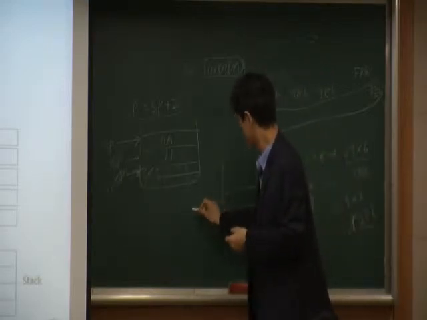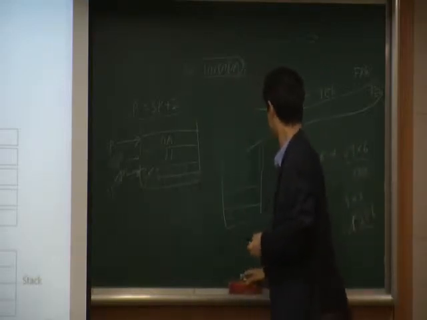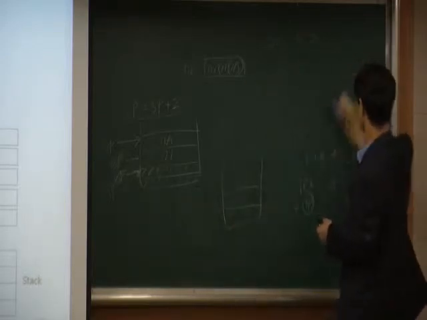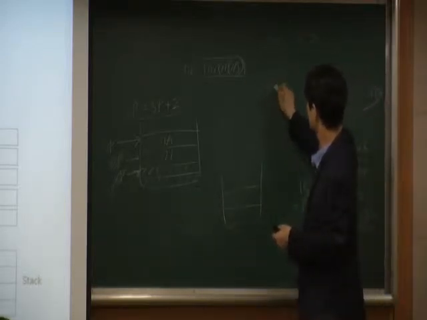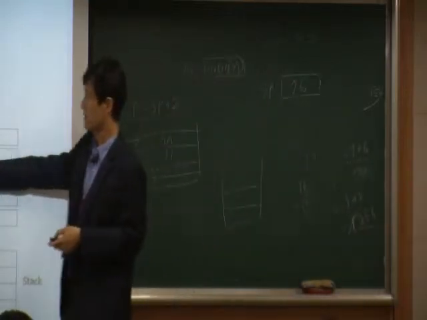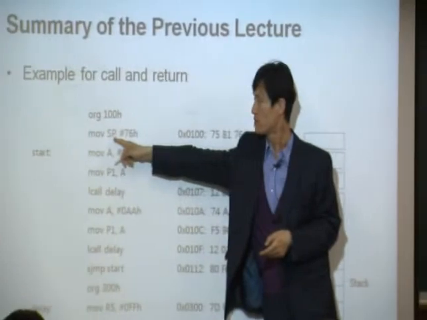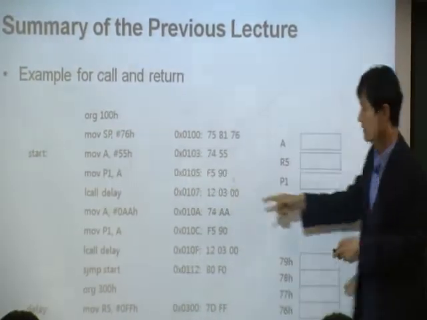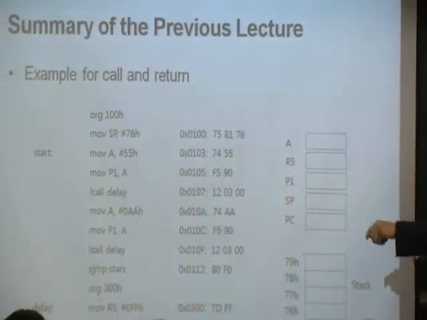Let's say that's what we have here. So we have the 70 value moved into the stack pointer, and let's say we are trying to execute this line.